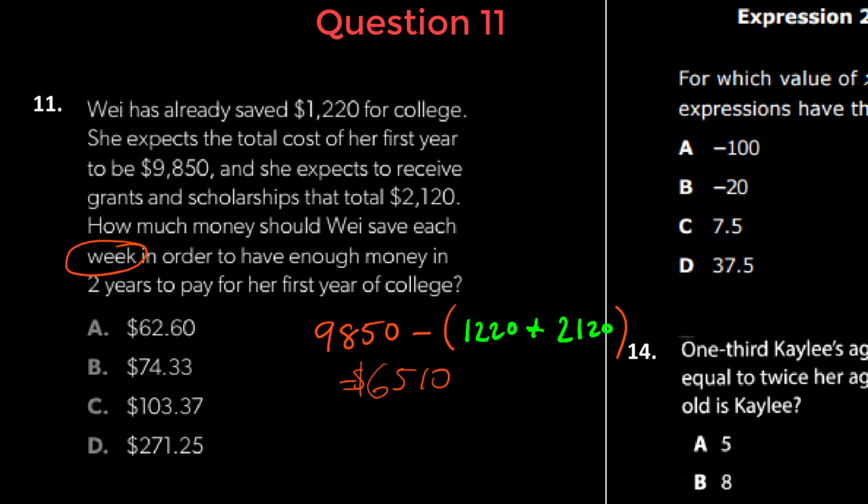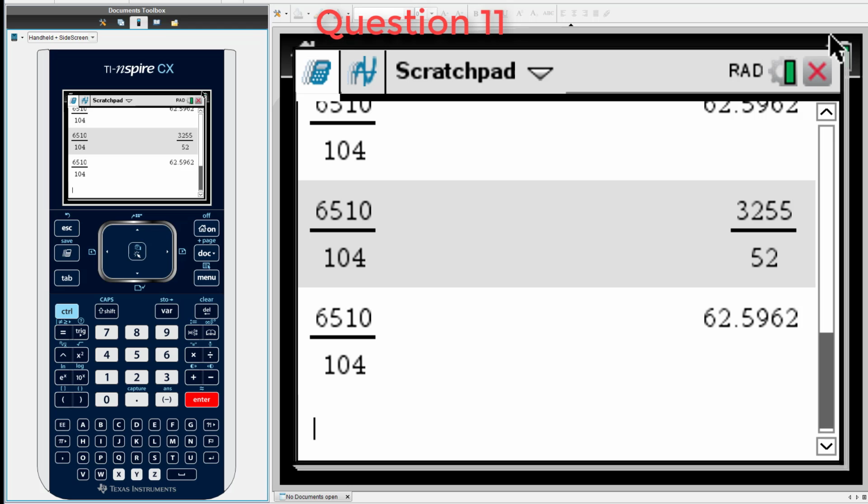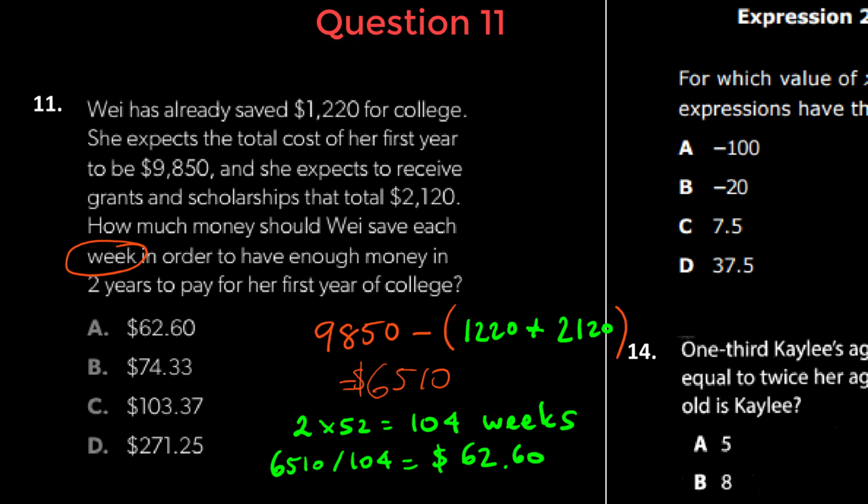So she needs to save that in 2 years. In 2 years' time, we have 104 weeks. So if we divide 6,510 by this amount, we will get our weekly savings as $62.60. So our correct answer is A.